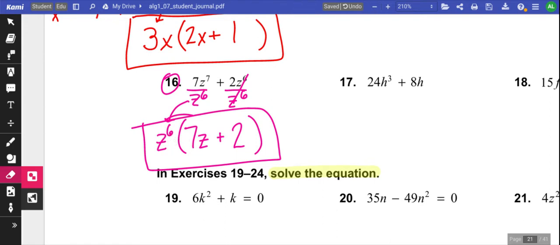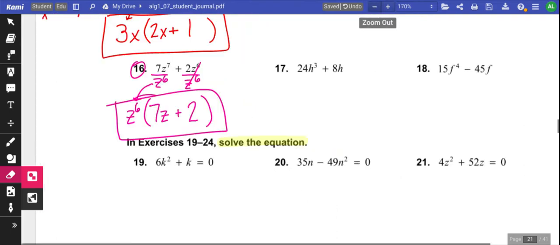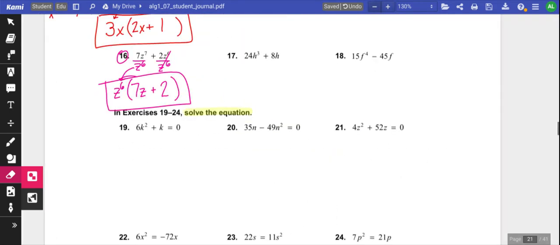Alrighty, let's go on. This is all factoring. Then this next section that we see here, you essentially want to factor and then use that factored form to solve your equation. So again, this is a little bit new. It's a little bit tricky, but that's okay.